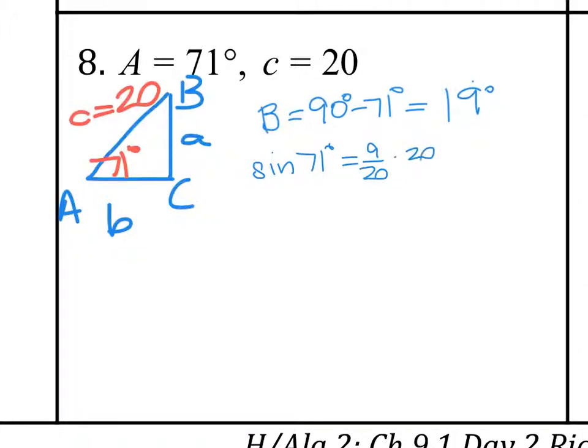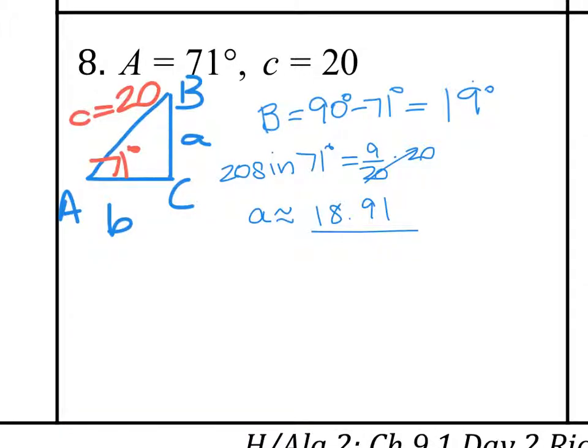So in order to solve for this, you multiply by 20 to both sides, and then once you plug that in the calculator, so 20 times sine of 71 degrees, A is approximately 18.91.